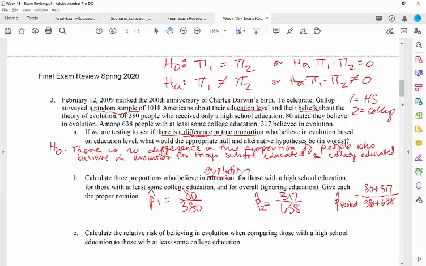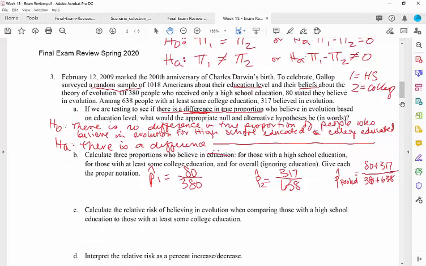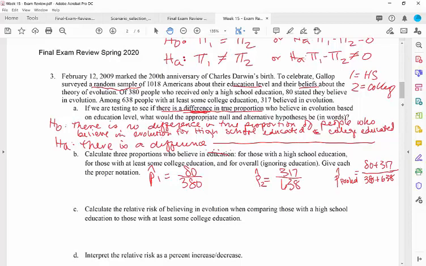And if we wrote out our alternative hypothesis, the only thing that's going to change is that first part, because now I'm going to say there is a difference. For the sake of time and space, I'm just going to write that line, saying the rest would be the same: in true proportion of people who believe in evolution for high school educated and college educated. Does that make sense? Yep. Okay. So let's go look at another one to look at a different example of writing the null and alternative.